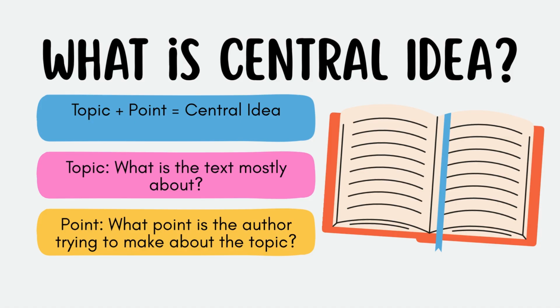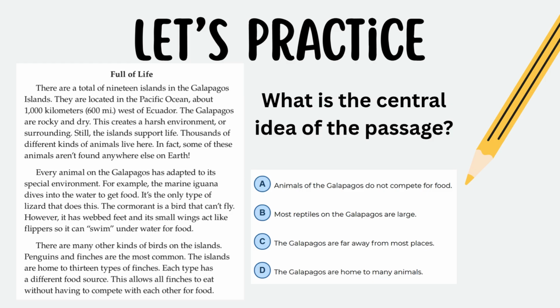So, let's say we're reading a text about the Constitution. That would be the topic. The Constitution is the topic. The point the author is trying to make might be that the Constitution was established for our country to have freedom. That would be the point that the author is trying to make. So let's do some practice with central idea.